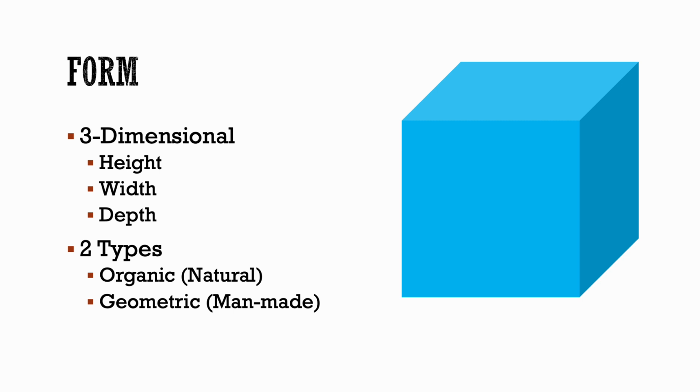There are 2 types, organic and geometric. Organic is natural, like humans, plants, and geometric would be man-made. Things that we made, like computers, digital watches.